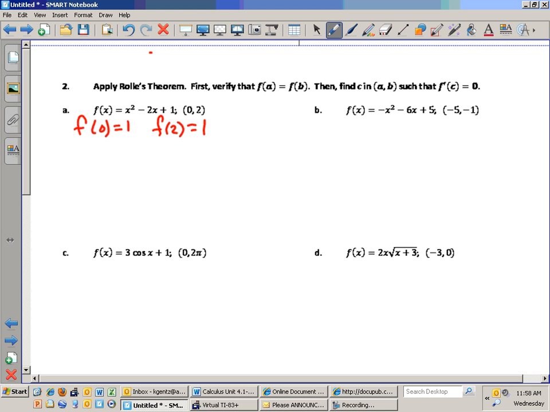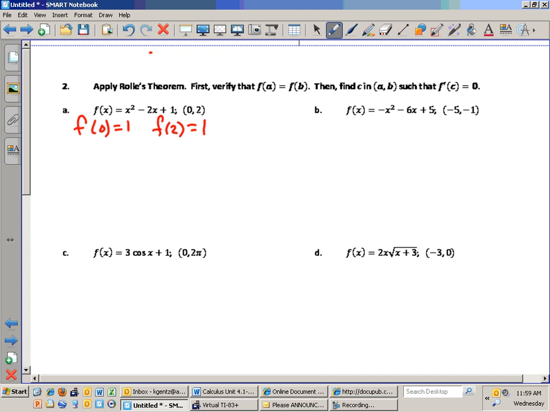So those are the same. So now we can apply Rolle's theorem. It says if it has the same height, then it must go down and come back up, or it must go up and come back down. So you must have a derivative equal to 0 in the middle there somewhere.